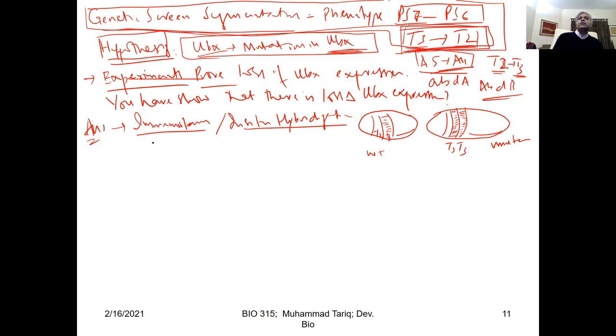Immunostaining is done by simply taking an antibody against UBX. You will prepare these embryos. You don't need to memorize those protocols. Then you will add this antibody and stain these embryos. Wherever UBX protein is present, this antibody will bind to it and give you a signal. In case of in situ hybridization, you will prepare a probe to detect RNA expression. In situ hybridization is for detecting RNA, and you will see that UBX RNA is present there as well. Clear?